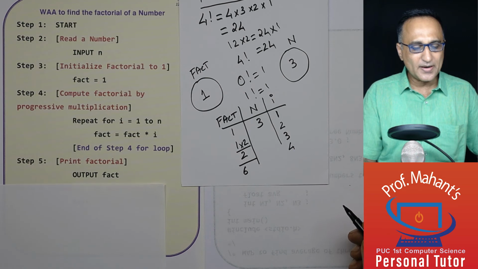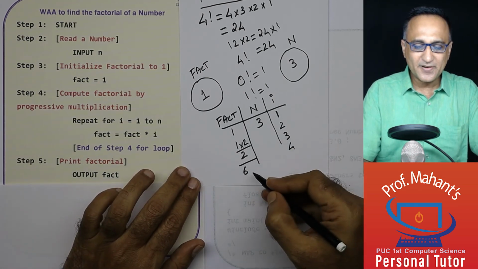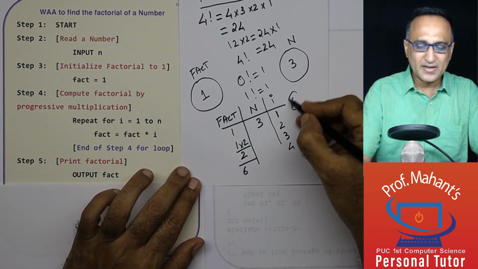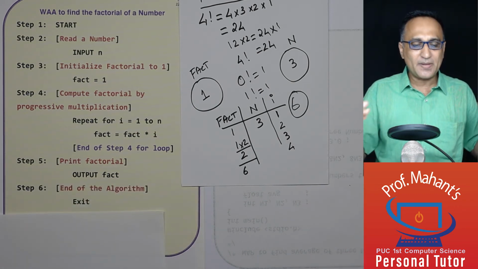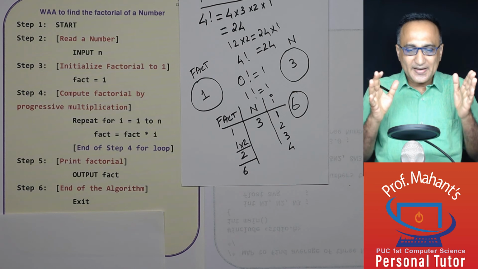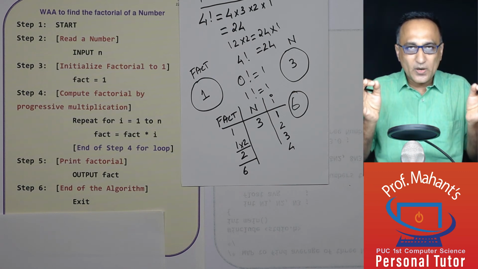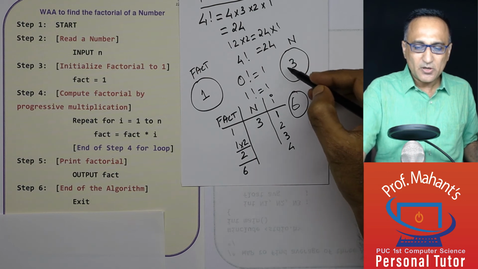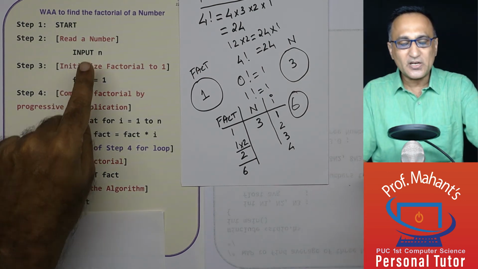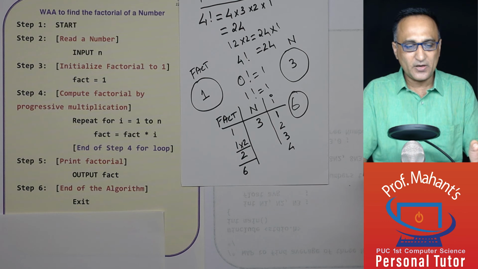And here I go ahead and print the fact. So what is the factorial of 3? It happens to print as 6. And then finally I do end of the algorithm and exit. So the idea is pretty simple. I take one variable called fact with the initial value 1. I take one variable called n where I read the value of the number whose factorial is to be calculated.